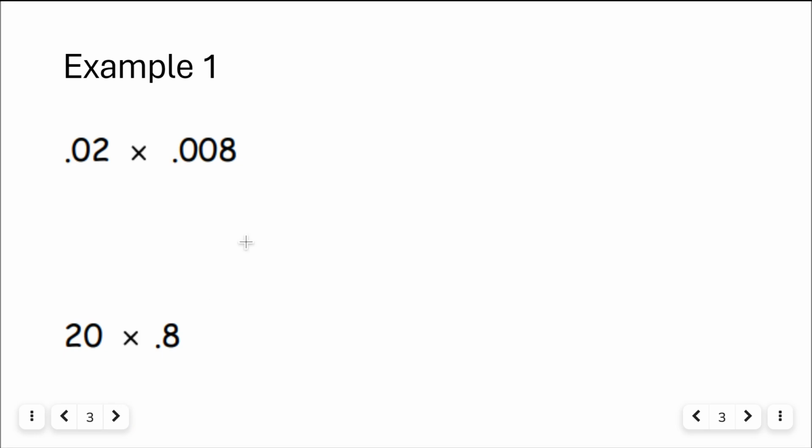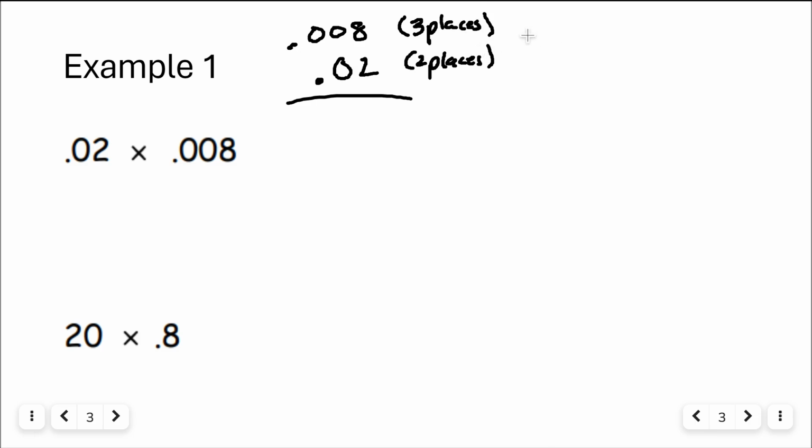It's not terribly complicated. Let's say I asked you to do 0.02 times 0.008. Okay. All right. So now what I'm going to do here is I'm going to take a look. There are 1, 2, 3 places after the decimal. And over here, there's 2 places after the decimal. So I owe 5 places. That's the word owe, O-W-E. 5 places to the decimal. So when I'm done, I have to move the decimal 5 places.